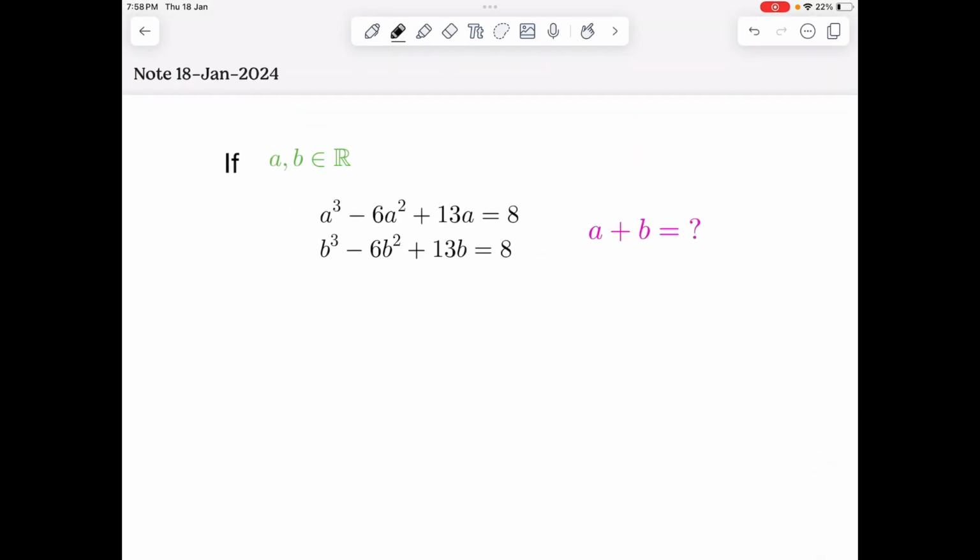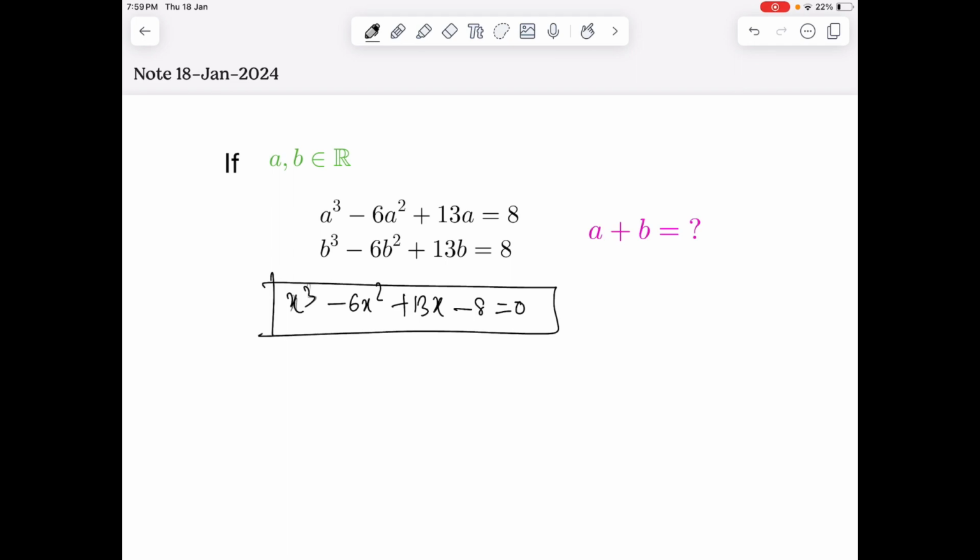Imagine if I had this problem, then how would you solve it? Again, it's a similar problem. We have x cube minus 6x square plus 13x minus 8 equals 0. I can imagine I can capsule both equations into a single packet, and now I know it will have roots a and b. Right? So how many roots will this equation have? Clearly 3. So two values a and b definitely satisfy this. The other root we can either guess or assume it's some alpha.